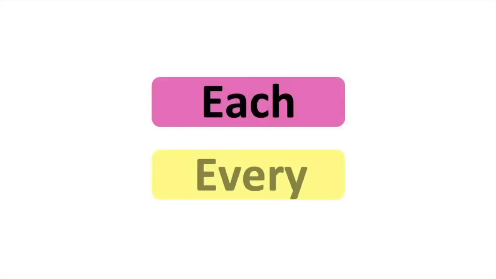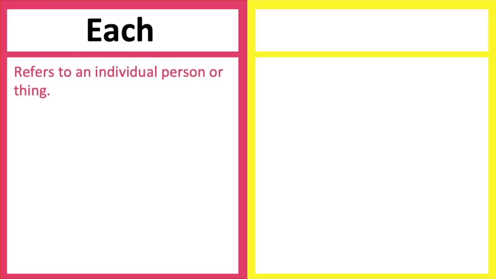Each, every. In this lesson, I will go through the difference between these two words and how to use each correctly. Each refers to an individual person or thing. So the main focus here is on the individual thing. We use each when there are two or more things.